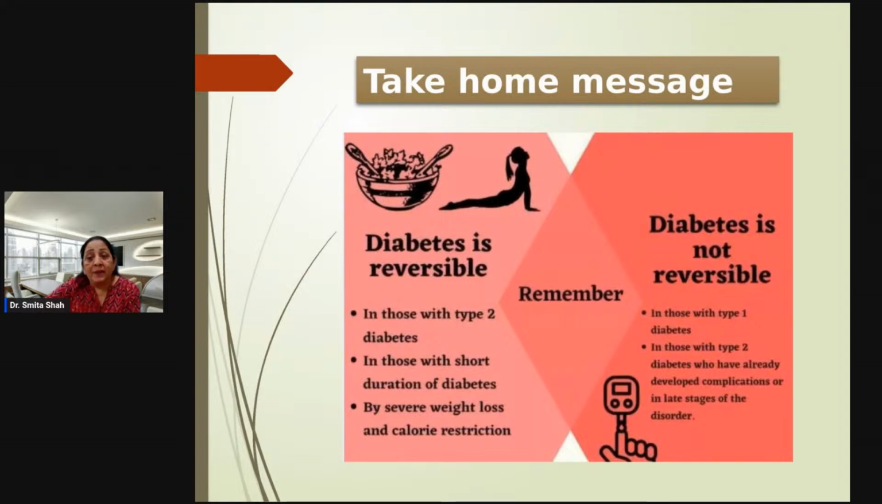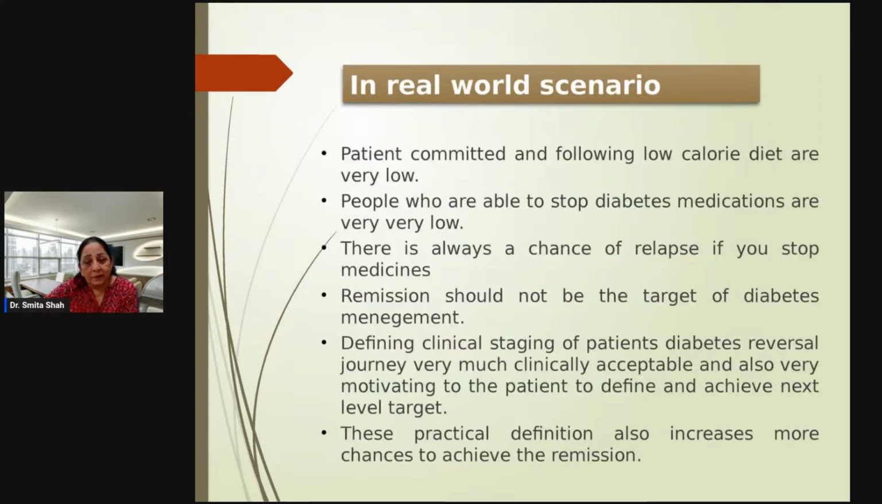Now, when is diabetes not reversible? In type 1 patients it is not possible, and in those with type 2 diabetes who have already developed complications, diabetes-related complications, or late stages of the disorder, where the blood sugar has been high for more than 20 or 30 years, they have developed complications. For them, reversal is not possible.